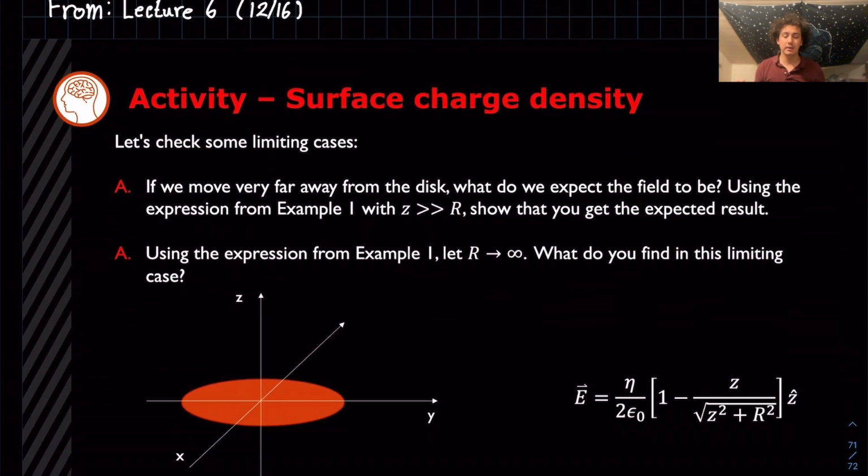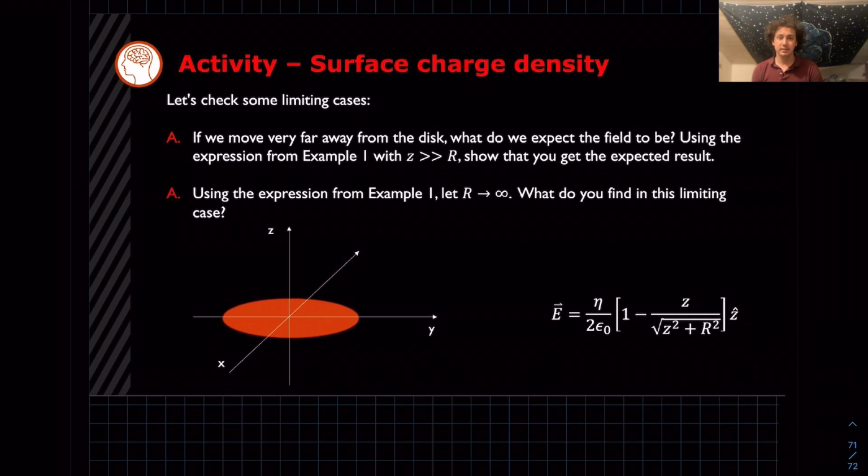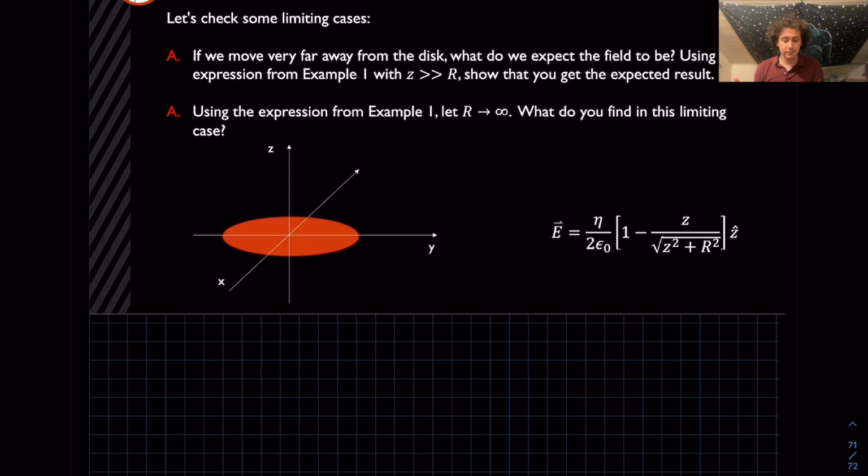So we have this one last thing right here from lecture 6, on the 12th page of the slides. Let's do this last one real quick. This one isn't exactly a binomial theorem, but it is going to be useful. So when we get really, really far away, when z is much, much greater than r, what do we expect?